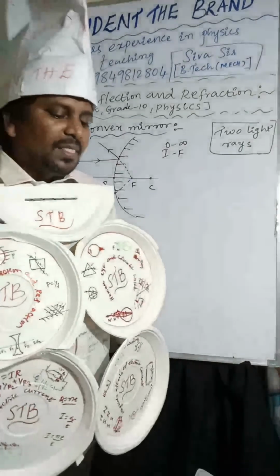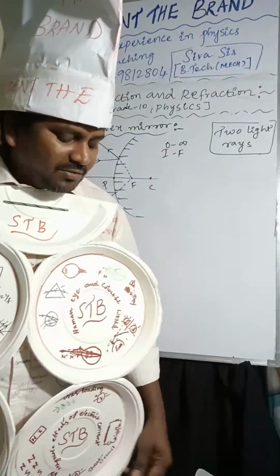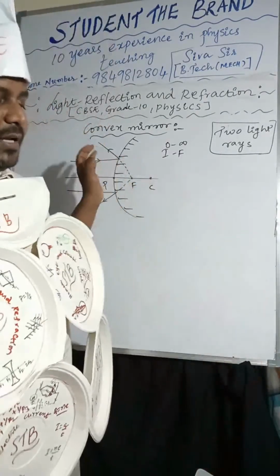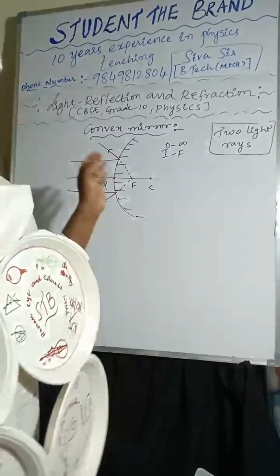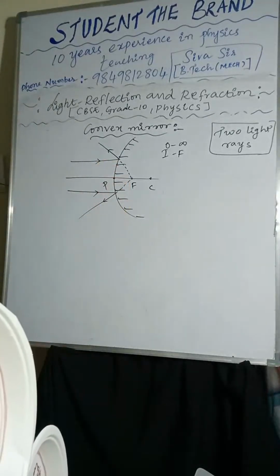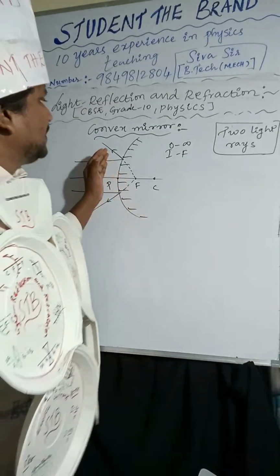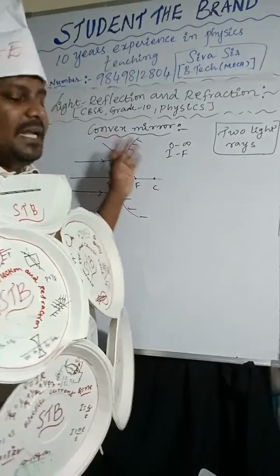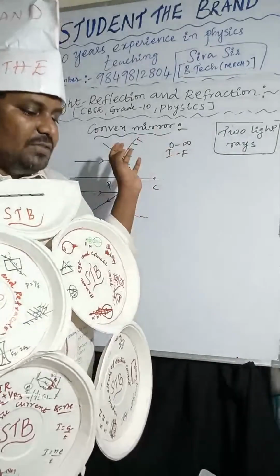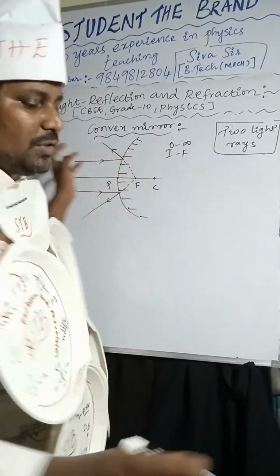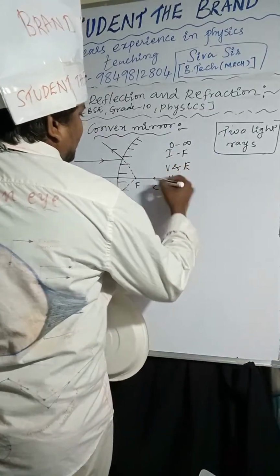Object is at infinity, image will form at focus. The image is formed behind the mirror, so it is a virtual image. So the nature of the image is virtual, erect and highly diminished.